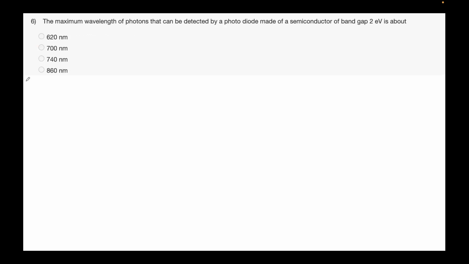The maximum wavelength of photons that can be detected by a photodiode made of a semiconductor with a band gap of 2 eV. So we need to find the maximum wavelength of photons that can be detected. It's very simple. For the photons to be detected, that means the max. Why is it putting a maximum limit? Because for below that, sorry, one second.